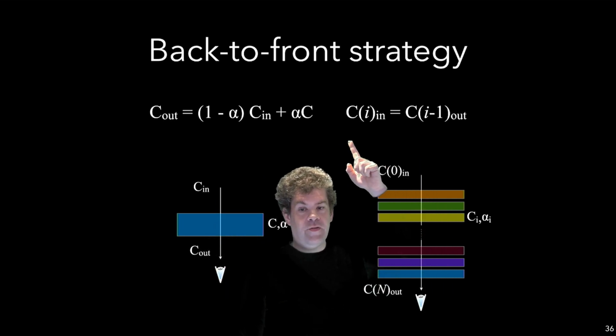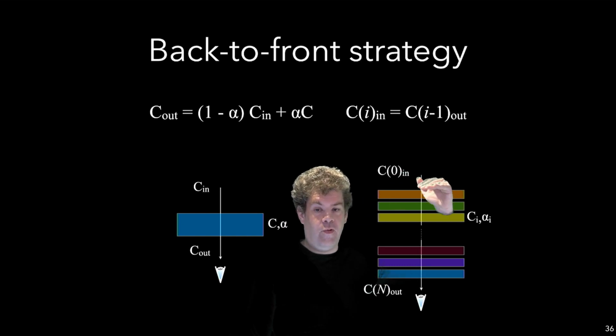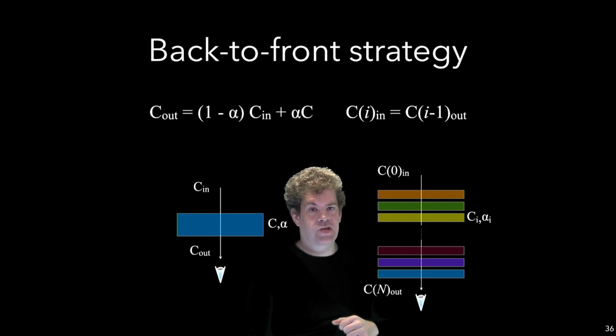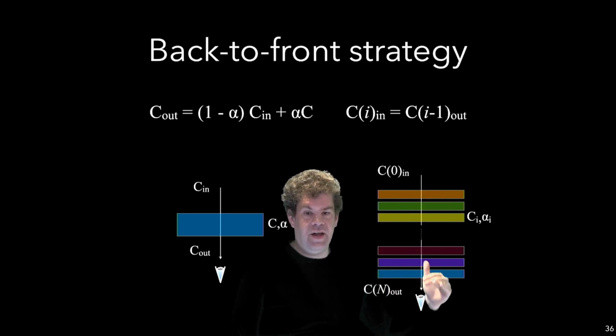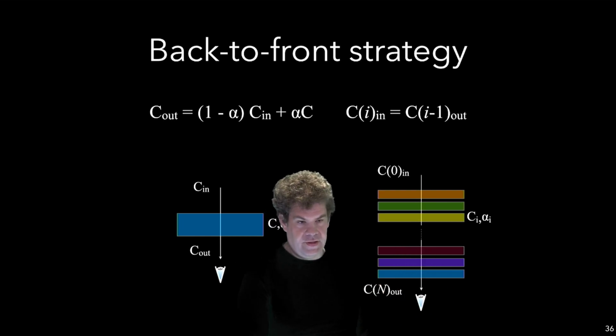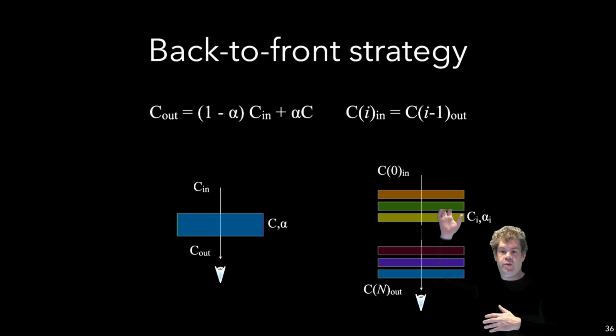So to compute this iteratively, I simply have to say that the output of one stack element is the input of the next sheet of glass. And then I just iterate through all sheets of glass and I get the ultimate result. So I get the color that comes out of this entire stack. That is generally referred to as the back to front strategy. Why? Because we traverse this stack back to front.